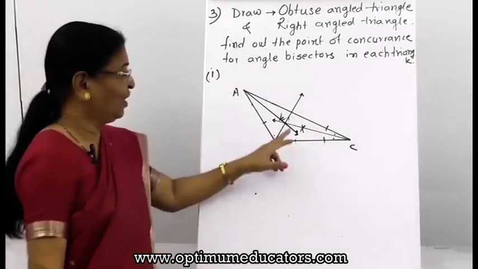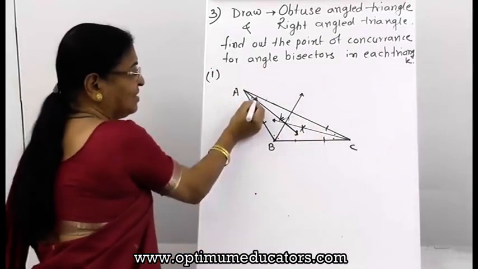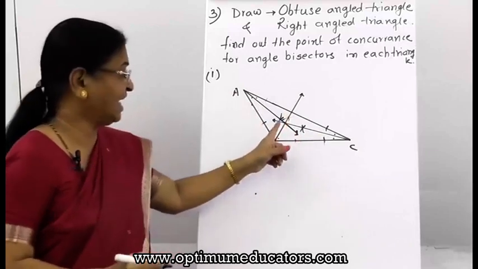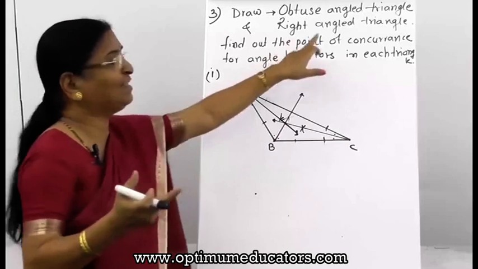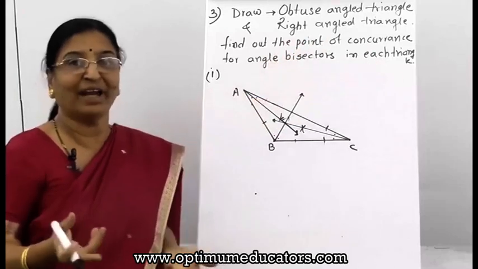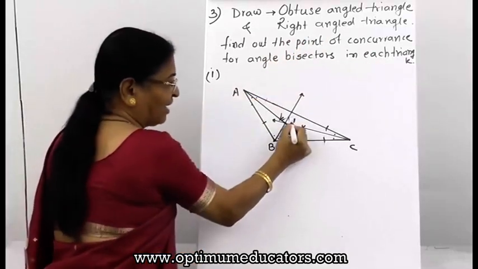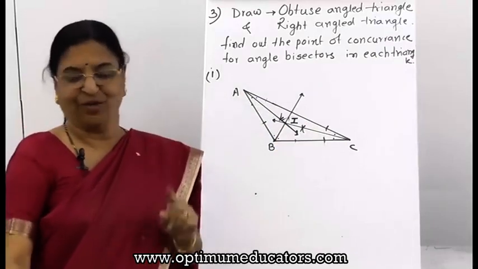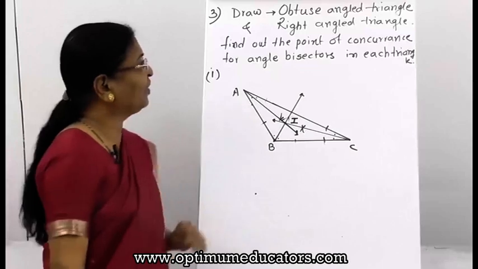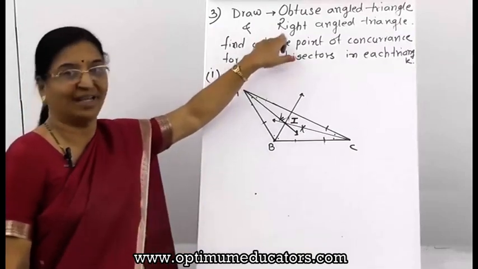Can you see? All the 3 angle bisectors are intersecting in this point, and what is that point? That is the point of concurrence. And what will I mark it as? I will mark it as I, because this is the center for the incircle. Okay? So for the second one.